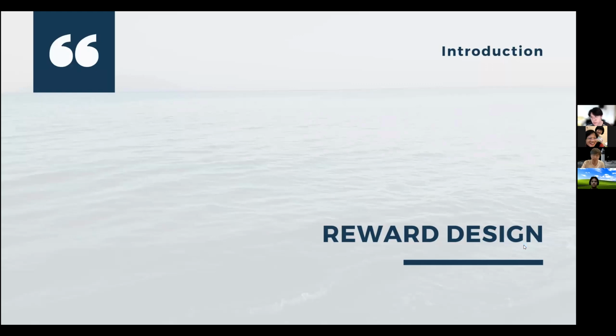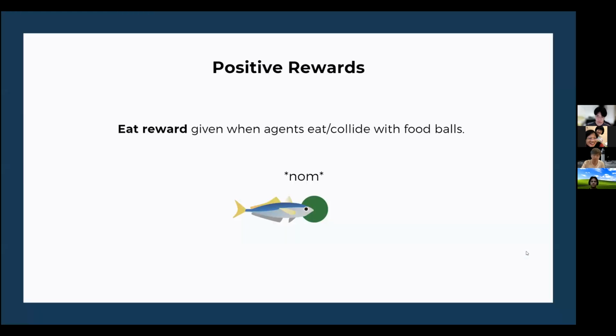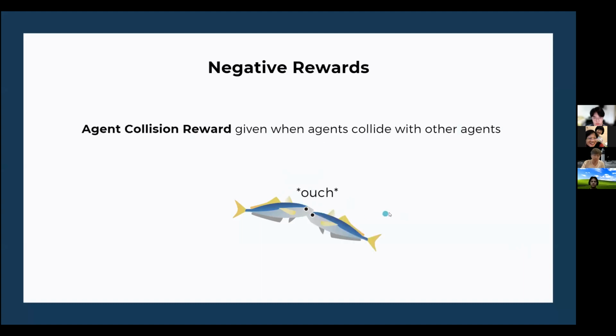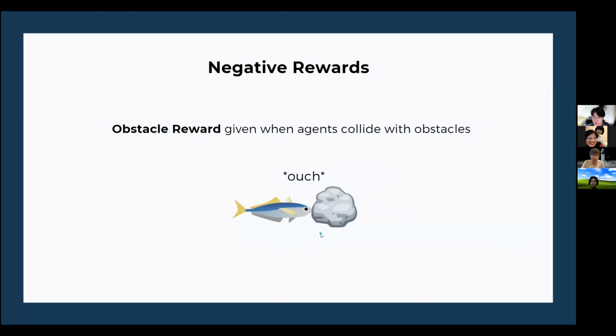And next is our reward design. The first reward that we give to the agent is a positive reward when the fish collides with the food balls inside the food areas. Another one is a negative reward to encourage agents not to collide with each other. So when agents collide with each other, they receive a negative reward as feedback. And another one is a collision negative reward, but this one is for when the agent collides with an obstacle.